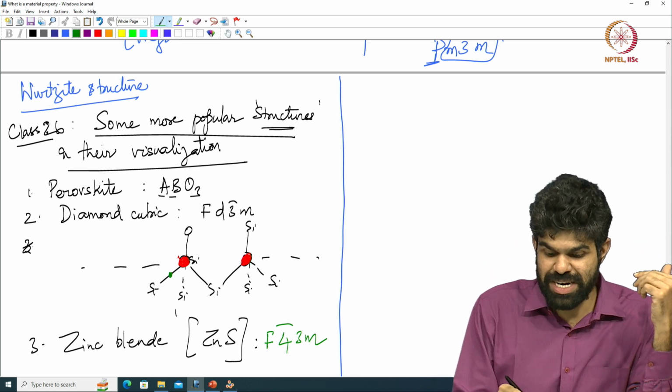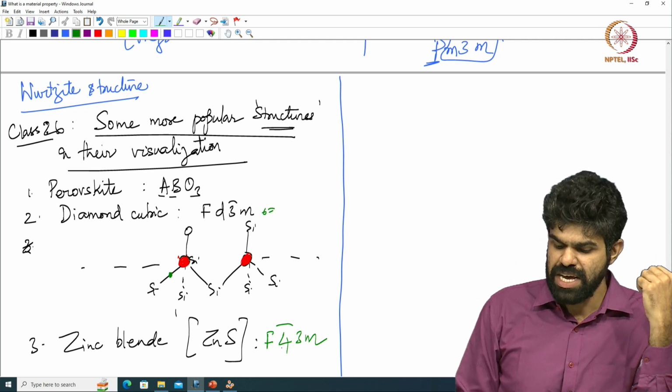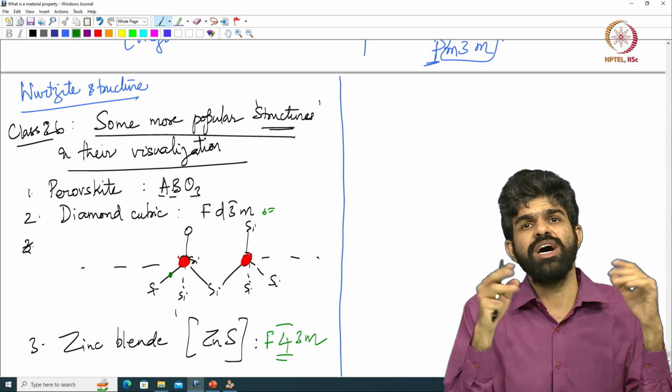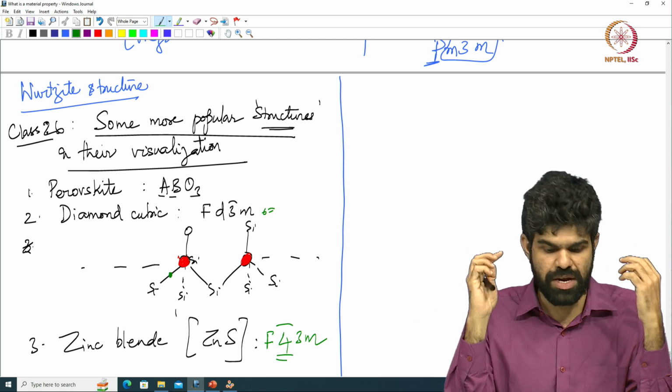So that symmetry even exists in silicon, right. So the origin has a 4 bar 3m symmetry. Here also the origin has 4 bar 3m symmetry, but the entire crystal conspires to have nothing more than a 4 bar 3m symmetry. It has a 4 bar 3m symmetry only, okay.